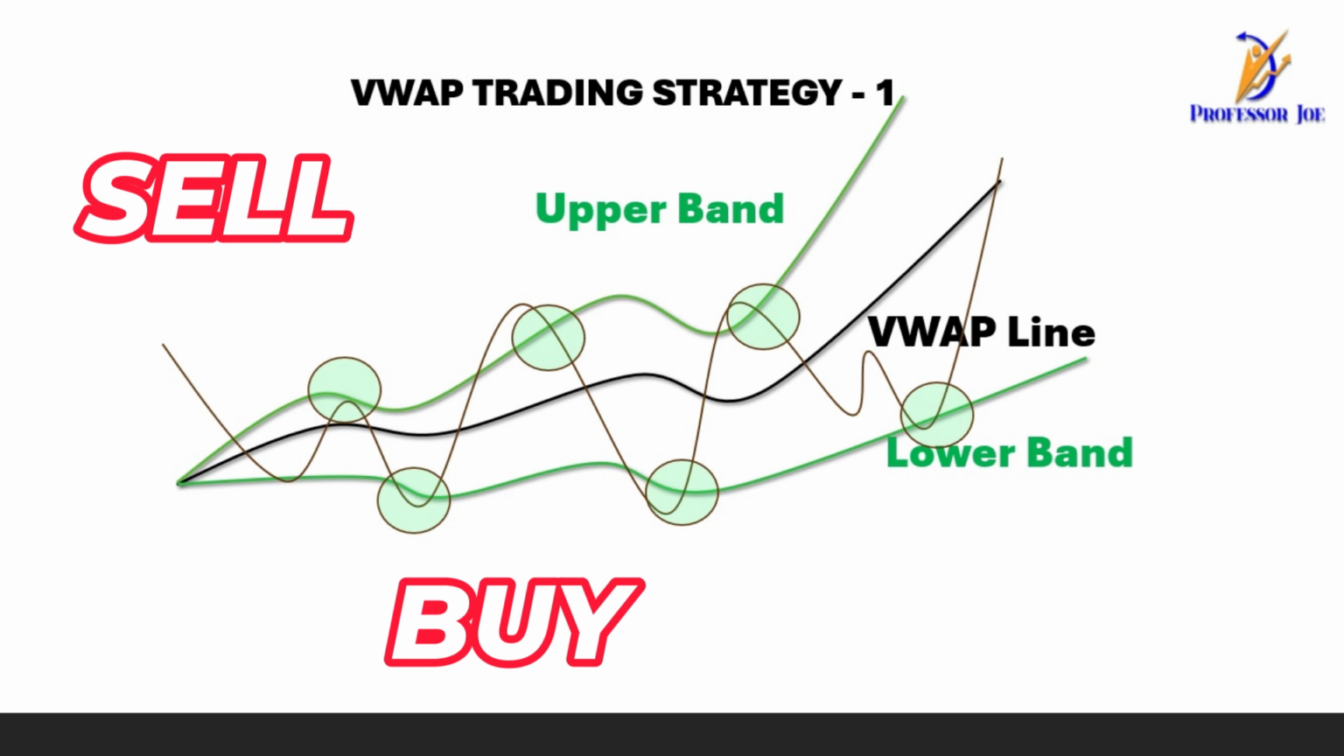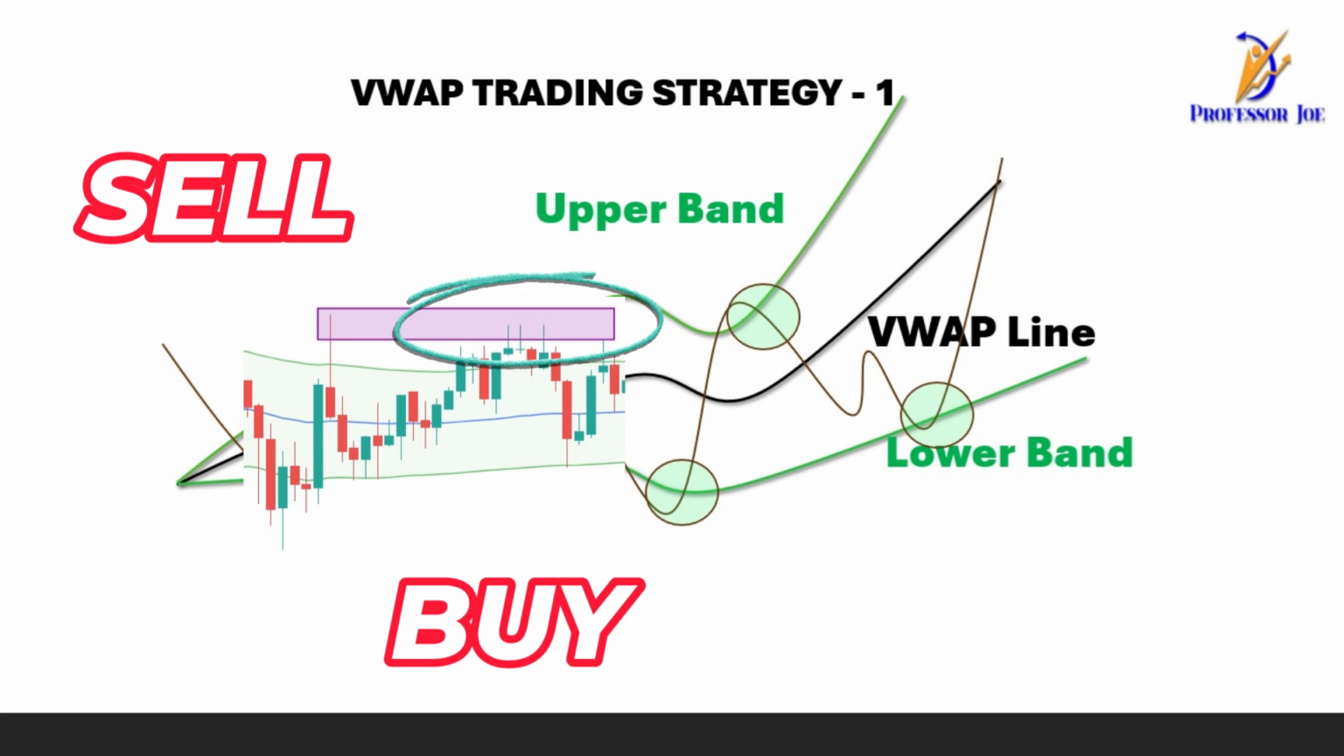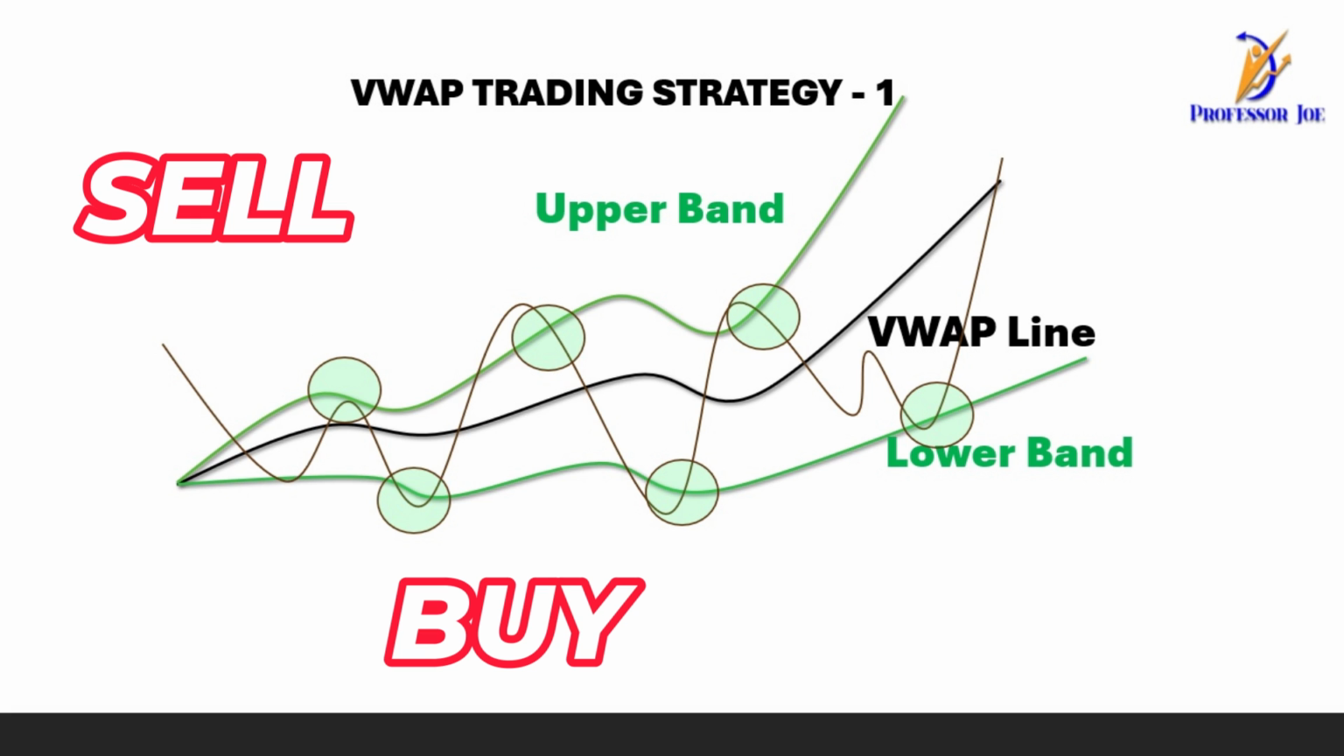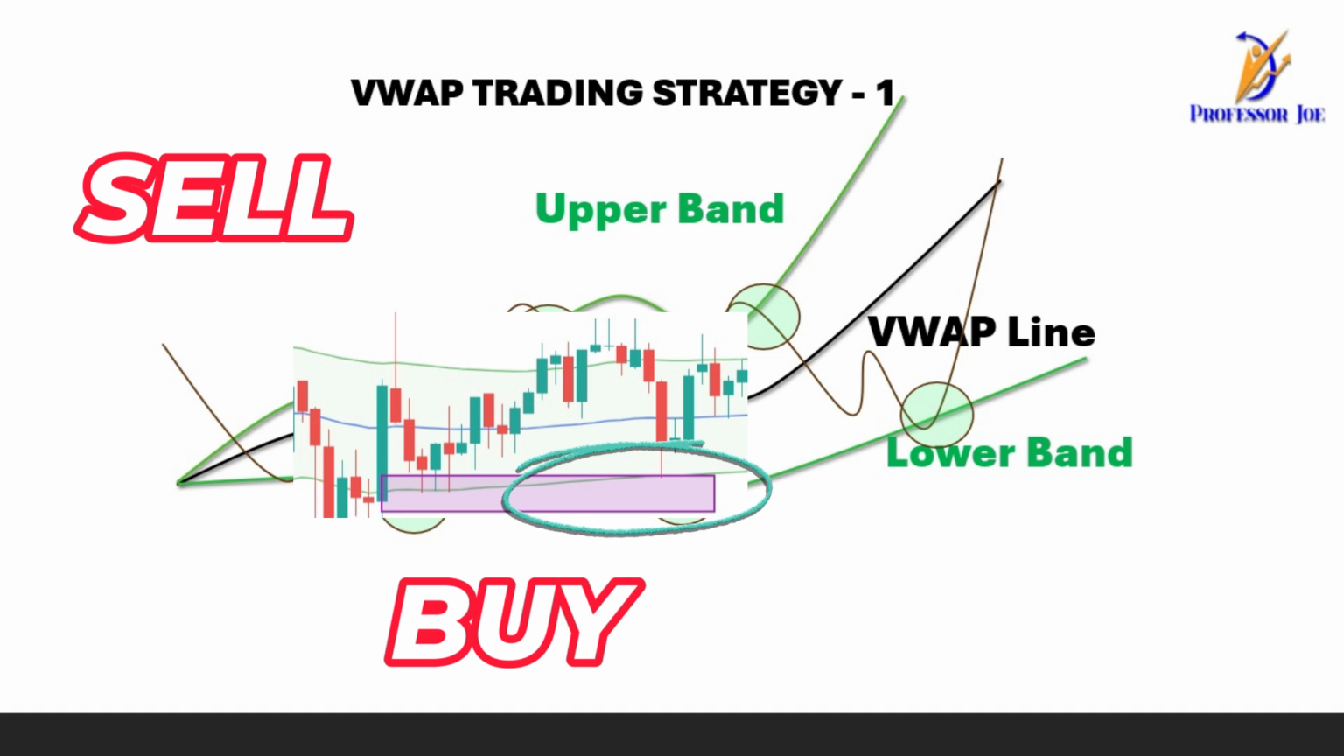Something like this. The thin line is the price. So when the price goes above the VWAP and touches the upper band or goes a little bit above the upper band and then they see a reversal candle, they will put a sell. And when the price comes below the VWAP and touches the lower band, and when it is showing some reversal sign, the traders will put a buy.